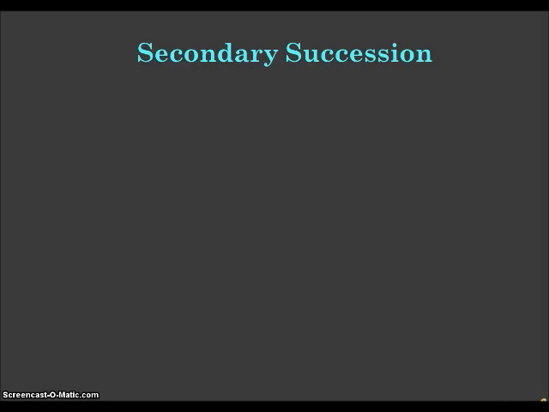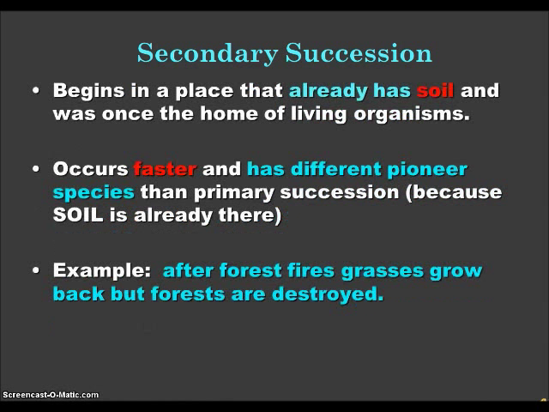All right, and then the second type of succession is called secondary, and like primary is the first, secondary would be something that already has soil. Like secondary school, you've already gone to school. It already has something to start. So it begins in a place that already has soil and was once the home of living organisms. It occurs faster than primary succession, and it has different pioneer species because soil is already there. A good example is after a forest fire, grasses will grow back, but forests are destroyed.